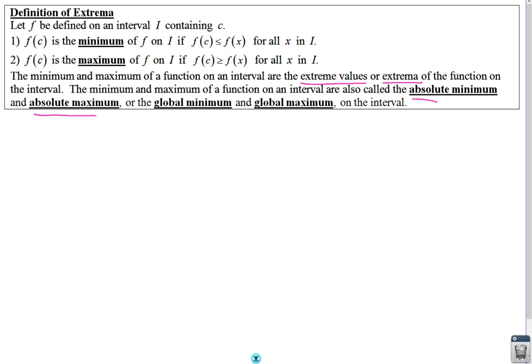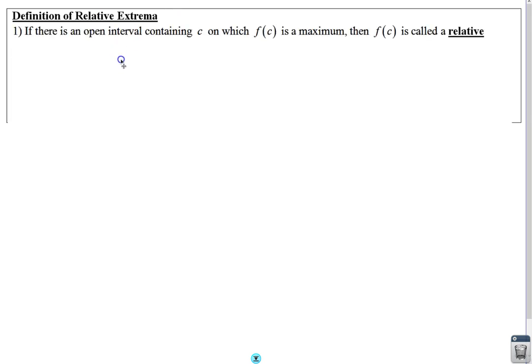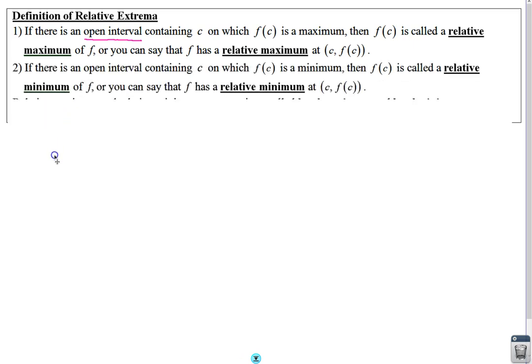Luckily some of the same concepts occur, but let's talk about the definition. If there's an open interval containing c on which f of c is a maximum, then f of c is called a relative maximum of f. Or you can say that f has a relative maximum at c, f of c. Notice now we're specifically talking about an open interval. Everything we've done on the last 2 problems was talking about a closed interval. That's very important.